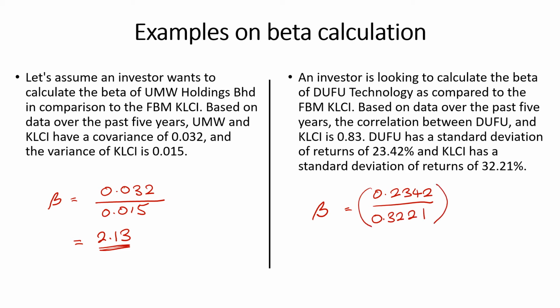Divide these two and then multiply by the correlation of both DuFu and KLCI, the correlation of 0.83. You get a beta of 0.6035. In this case, DuFu is considered less volatile than the market as its beta of 0.6035 indicates that the stock theoretically experiences 40% less volatility than the KLCI with a beta of 1.